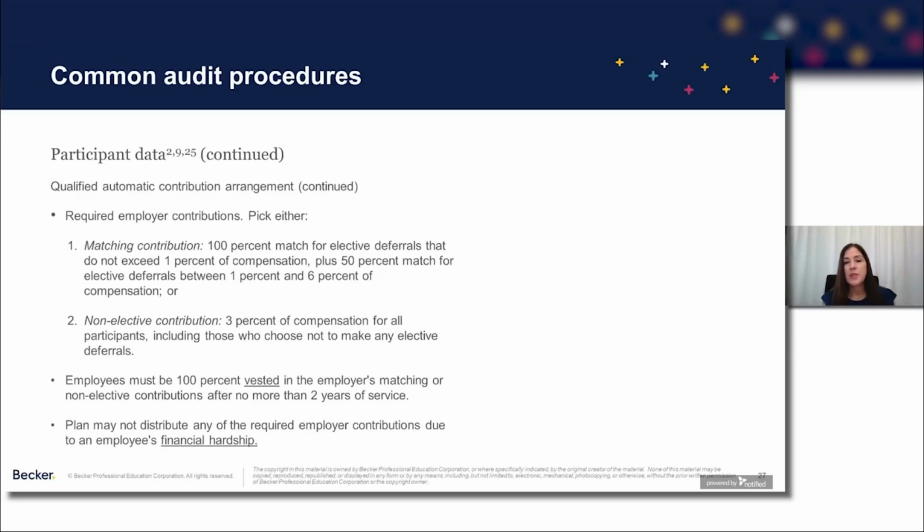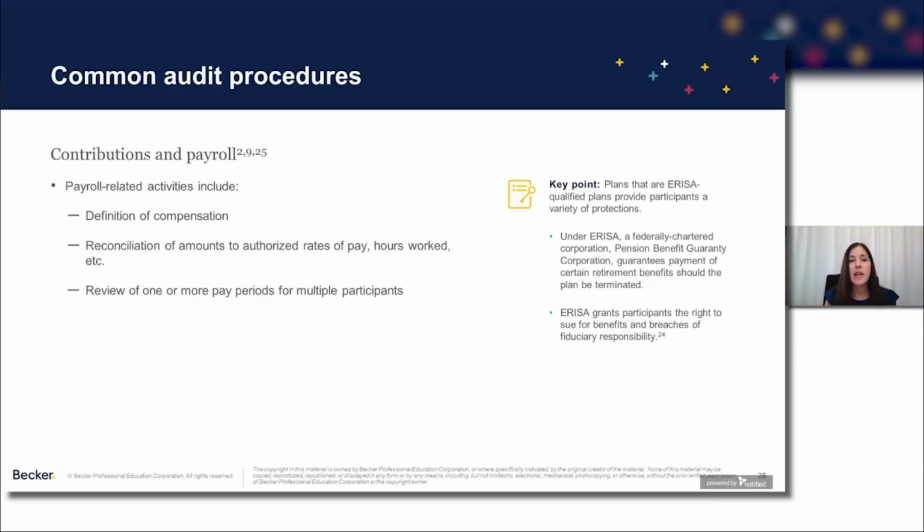So it's very important that you do read the language in the plan document very carefully to determine what type of enrollment is allowed and required, and how do the participants enroll, and what are those eligibility requirements. We're testing that regardless of whether it's a 103(a)(3)(C) audit or not.